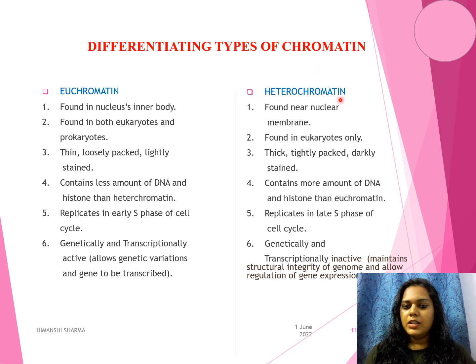And heterochromatin is found near the nuclear membrane, that is toward the periphery, and is found in eukaryotes only. It is tightly bound, thick and darkly stained. It contains more DNA, and that's why it replicates in the late phase of the cell cycle. It is genetically and transcriptionally inactive, as it maintains the structural integrity of the genome and regulates gene expression.